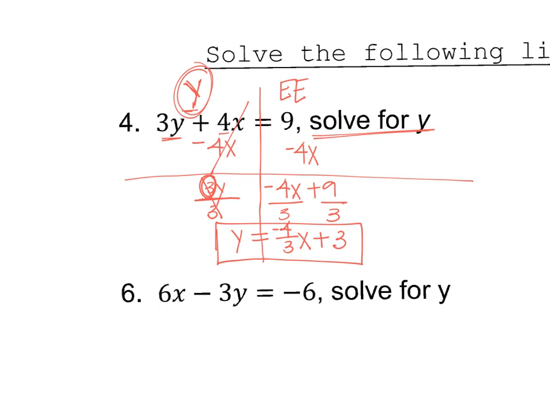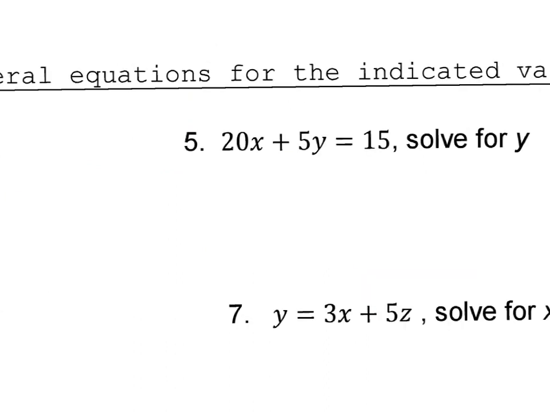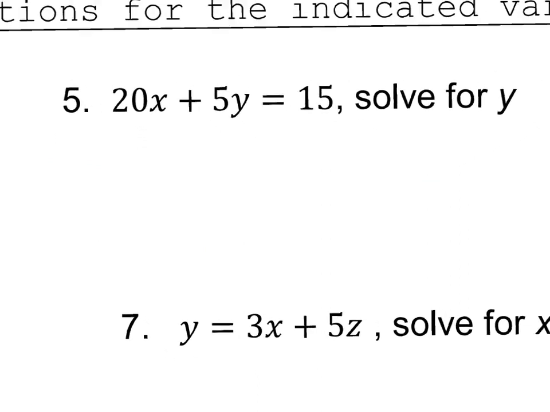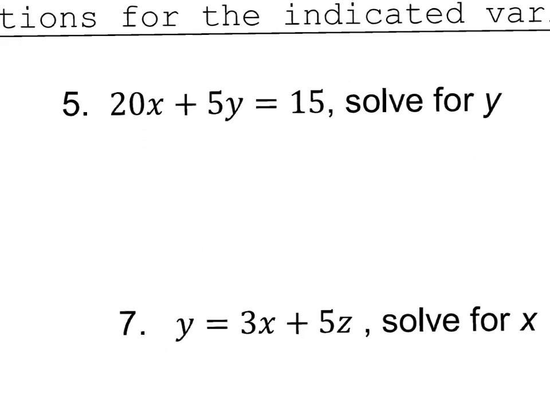Okay, let's look at number 5. Okay, so we've got 20x plus 5y equals 15. Solve for y. I've got 2 variables, 2 alphabets, an x and a y, so I know it's literal. I draw my line. Solve for y. I want y on one side. Everything else that's not y comes over here.